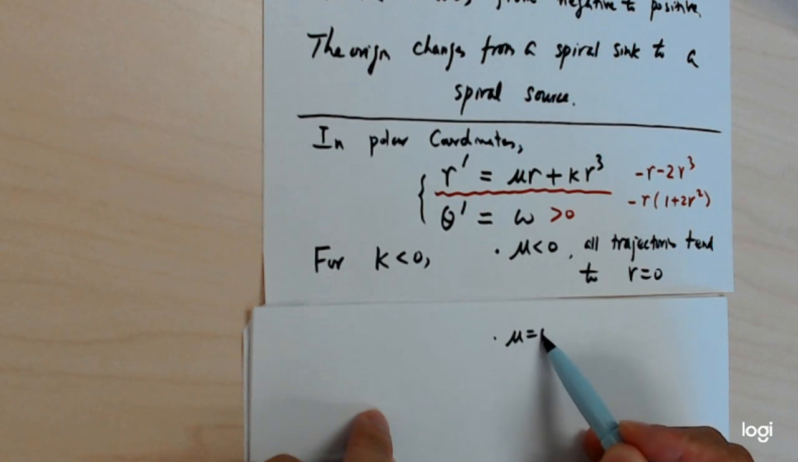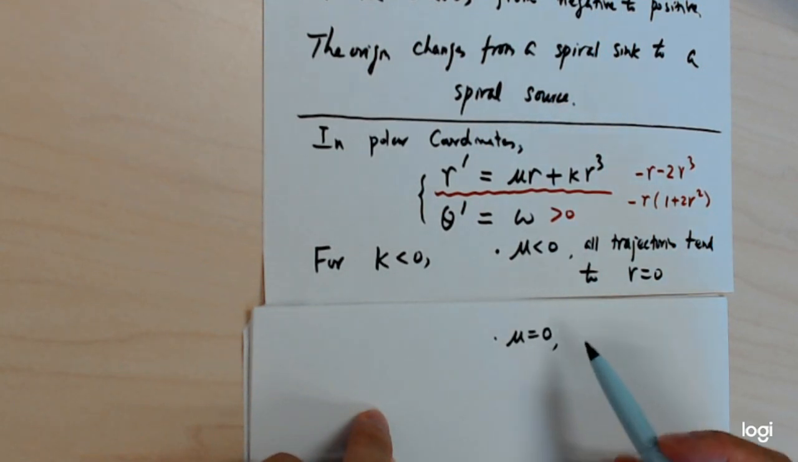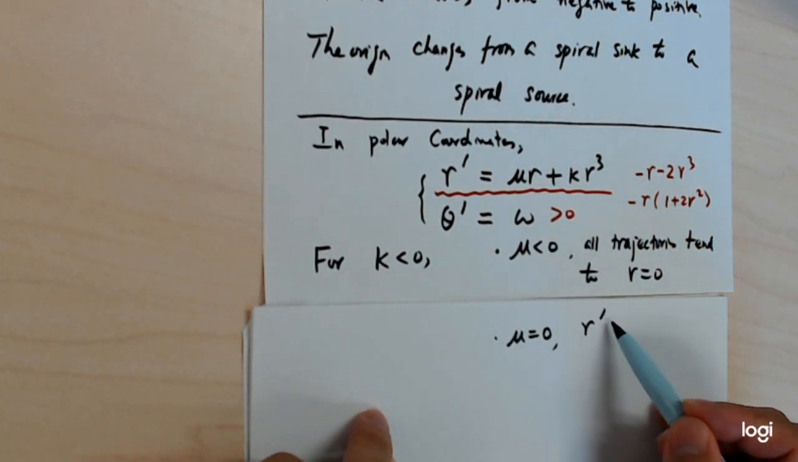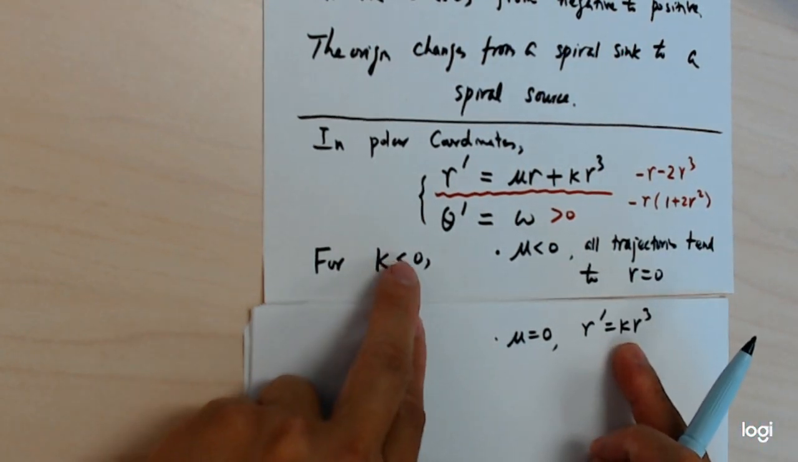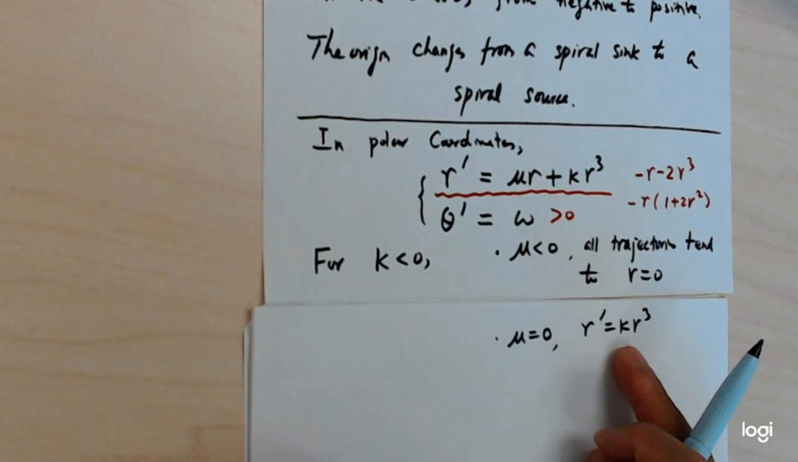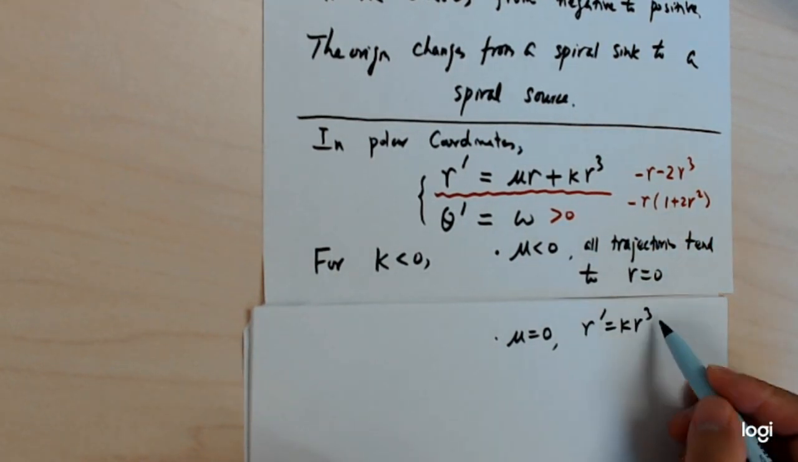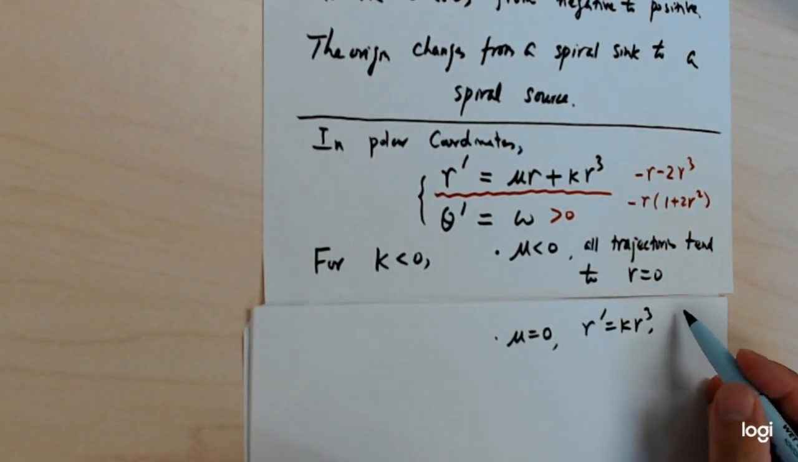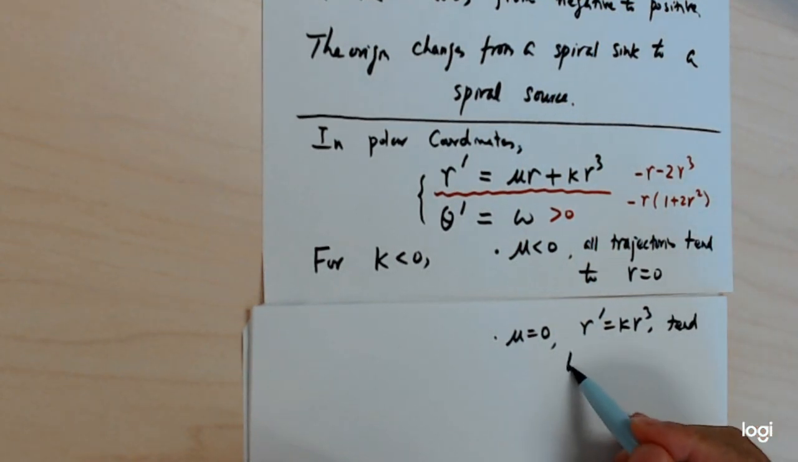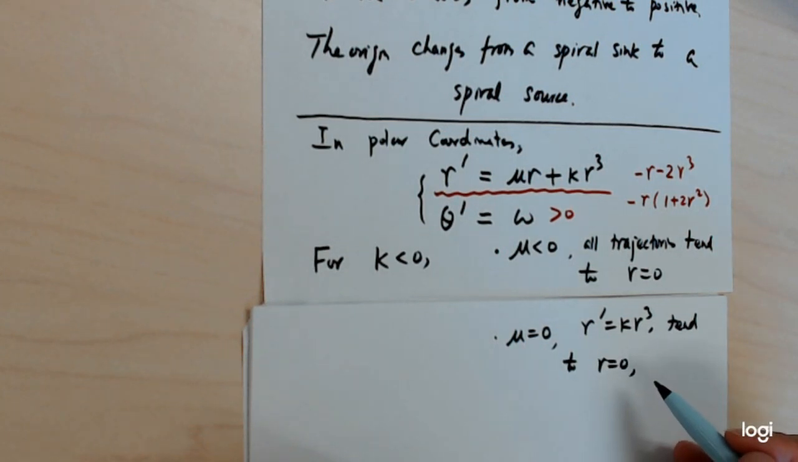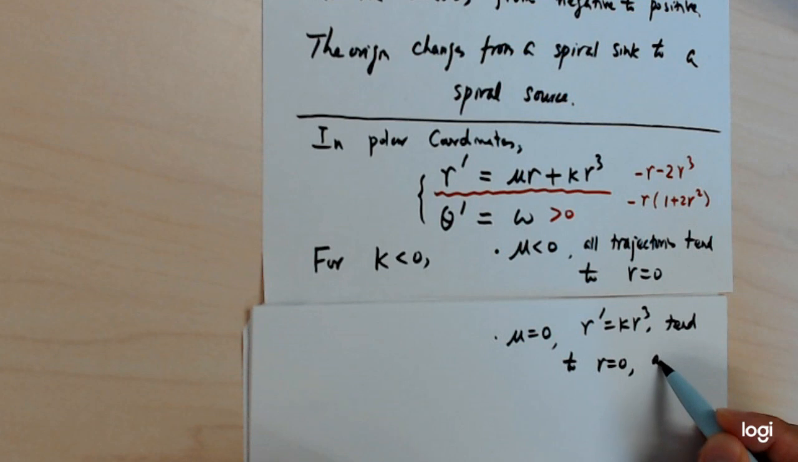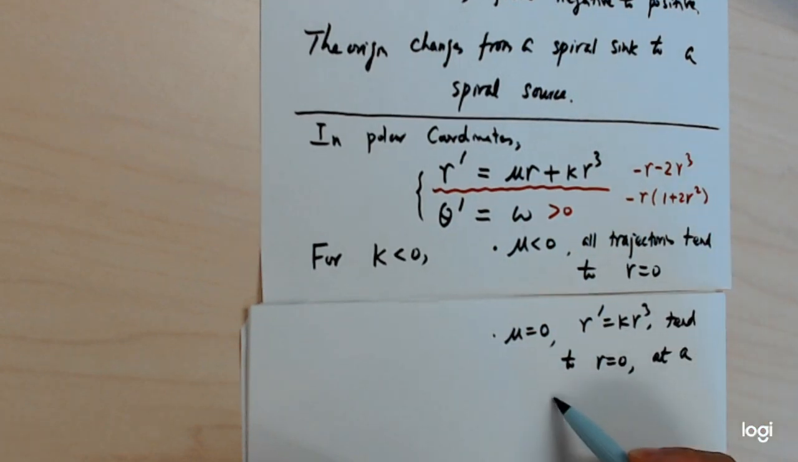Second scenario is mu equal to 0. Then the equation is just r prime equal to kr cubed, where k right now is assumed to be some negative number, okay? So once again, you can figure out that all trajectories also tend to r equal to 0, but perhaps at a slower rate. Not that it matters, but just something that we can notice.